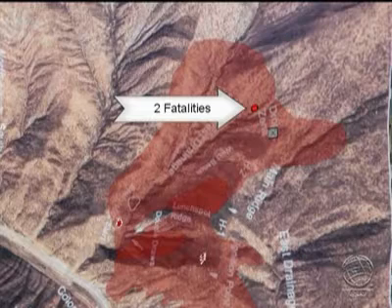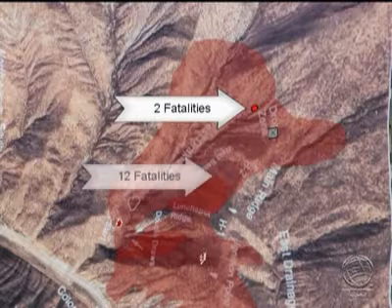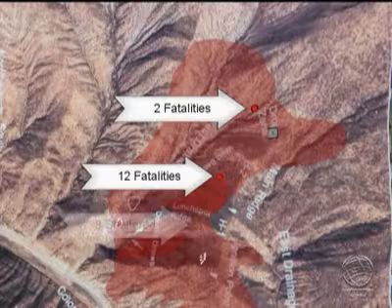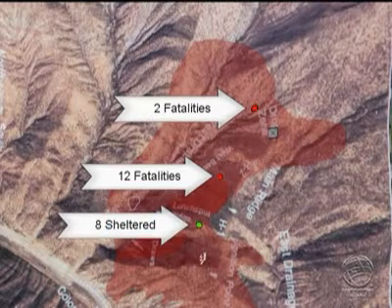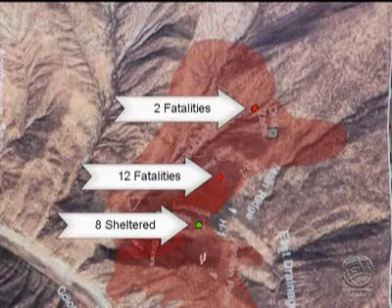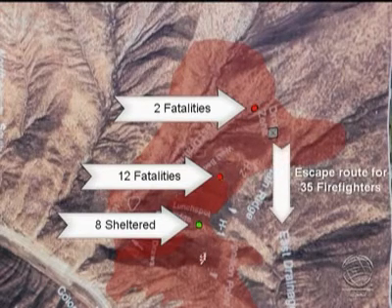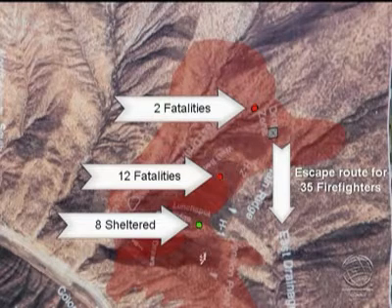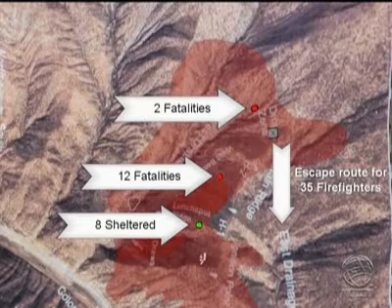Note the position where 2 fatalities were discovered. That's a long ways from where the rest of the crew was fatally injured. Note that folks were sheltered and escaped injury, and the rest of the firefighters moved down the canyon to safety at I-70.